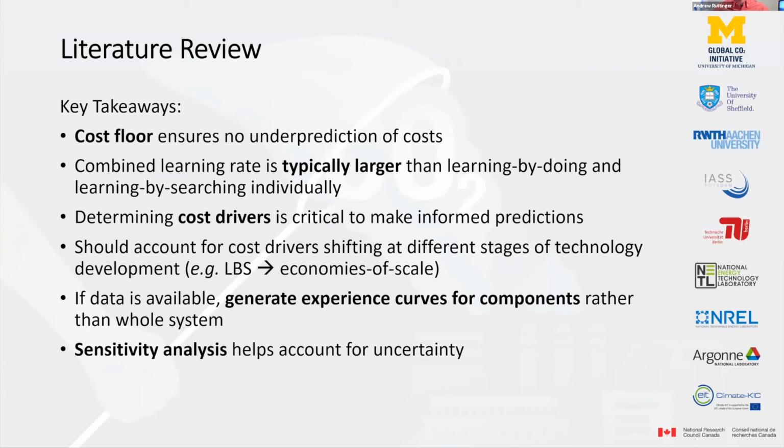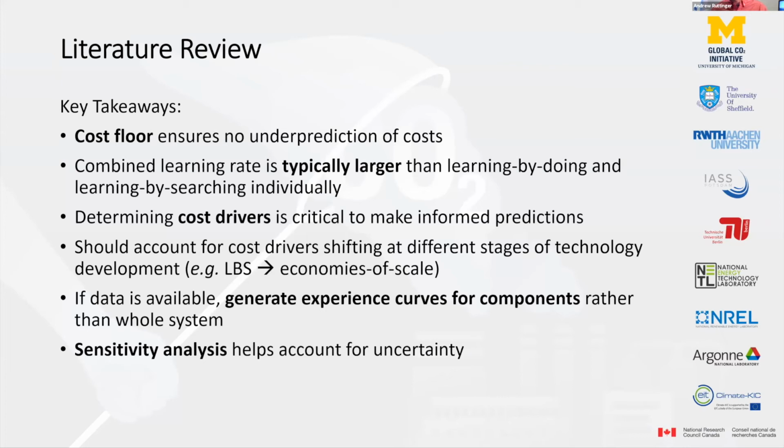Second, combined learning rates. Those tend to be common, one-factor learning curves versus two-factor learning curves. The issue with that is that they are typically larger than ones that are disaggregated. Of course, when you disaggregate these learning rates, you run into more issues of data availability. And so we decided to take the approach of a combined learning curve, just acknowledging the fact that it might overpredict.